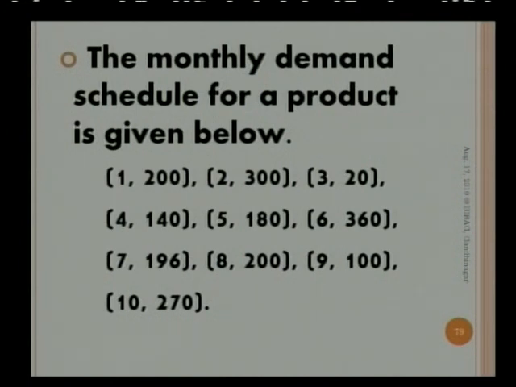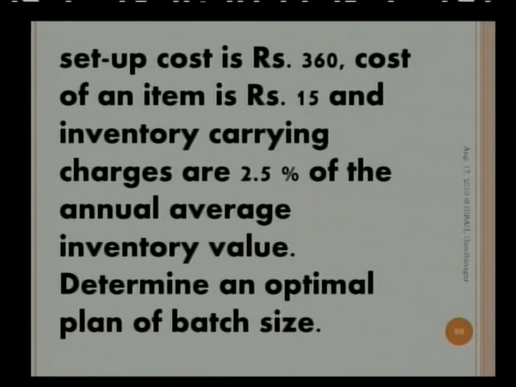Suppose we are given information like the monthly demand schedule of a product as follows. In the first month its demand is 200 units, in the second month 300, in the third month 20 units, in the fourth month 140, in the fifth month 180, likewise up to the 10th month, which turns out to be 270 units.